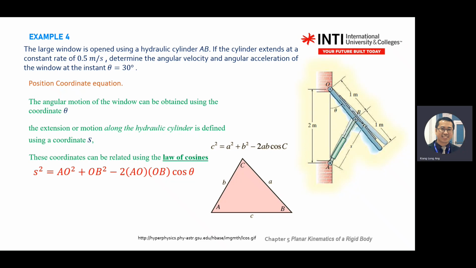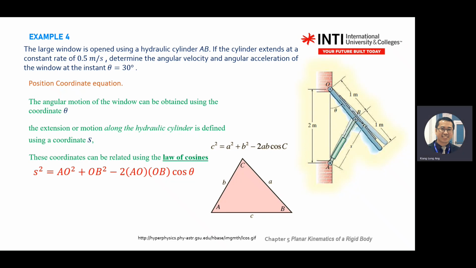Okay. Same, huh? You see, actually, I should flip this one. Okay. I should flip these two. But you still get A squared plus B squared minus 2AB cos theta.